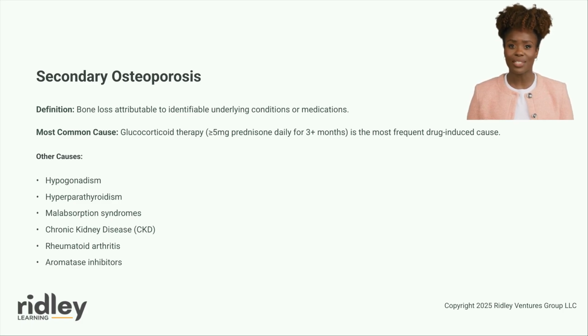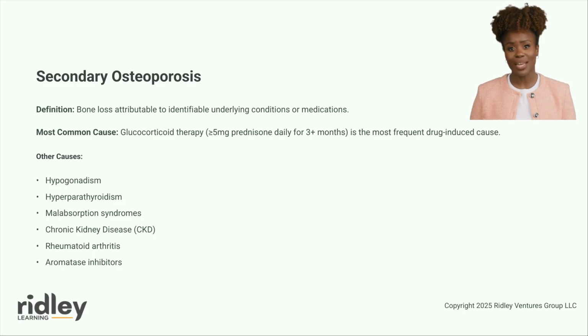Other secondary causes include hypogonadism in both sexes, hyperparathyroidism, hyperthyroidism, malabsorption syndromes including celiac disease, inflammatory bowel disease, and post-bariatric surgery states, chronic kidney disease, chronic liver disease, rheumatoid arthritis, multiple myeloma, and use of medications such as aromatase inhibitors, androgen deprivation therapy, anticonvulsants, and proton pump inhibitors.